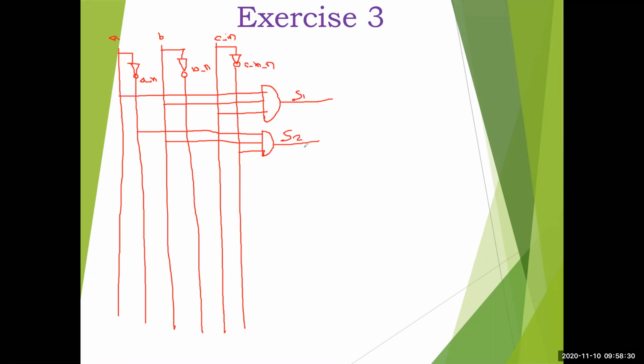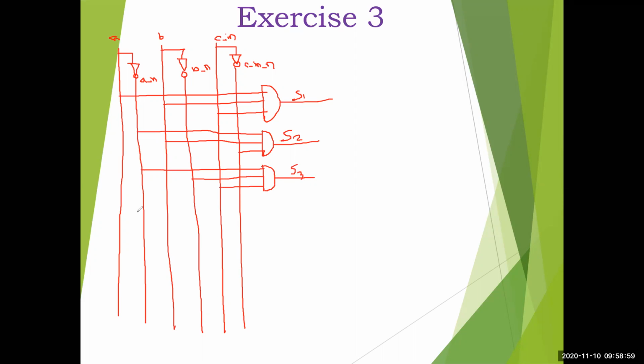Clear? Then for the third one, what combination do you have? A bar, B bar, C in. So again you have A bar, and now you have B bar here, so both A bar, B bar, then C in. C in is as it is, so don't confuse. Connect the third 3 input AND gate and name the output as S3.